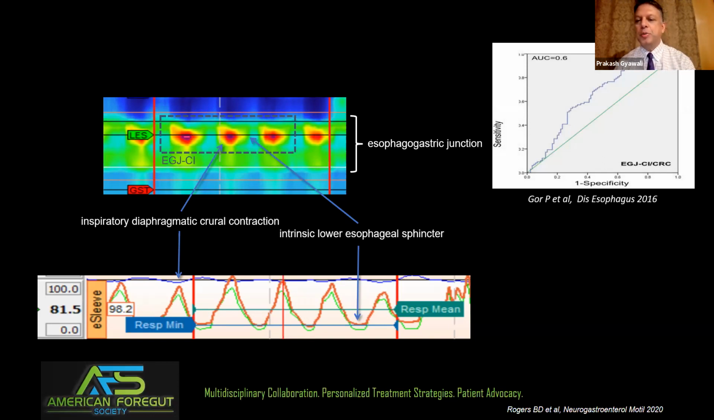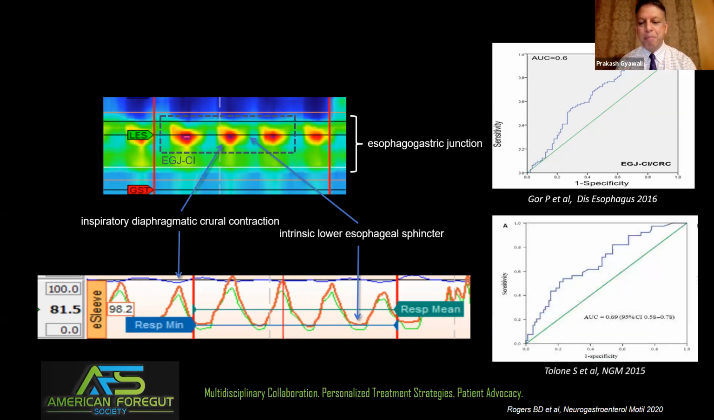value, again with modest performance characteristics, in determining esophageal acid burden, since this functions as a measure of the barrier between the stomach and the esophagus. Here's an Italian study that shows a similar modest area under the curve in predicting esophageal acid burden on a pH and a pH impedance study.